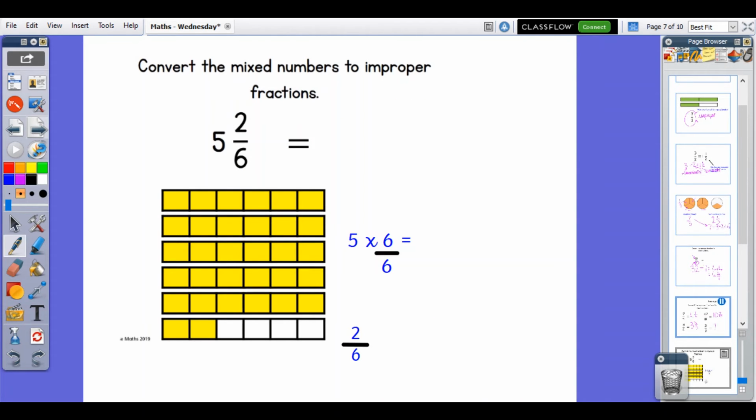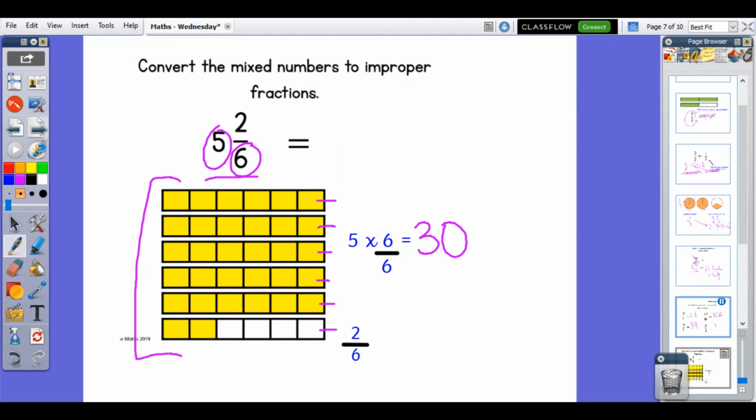Then we're going to convert. Now we're going to start converting mixed numbers into improper fractions. So you can see here we've got the number 5 and 2/6, and this has been represented in these squares here. So you can see I have got 1, 2, 3, 4, 5 wholes and 2 sixths at the bottom. So what I can do is I can do 5 times 6, so I'm multiplying the whole number by the denominator. 5 times 6 gives me 30.